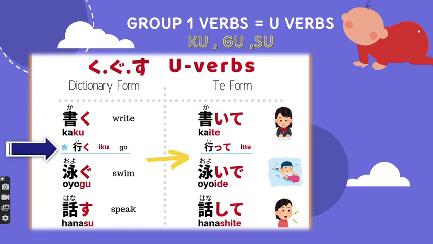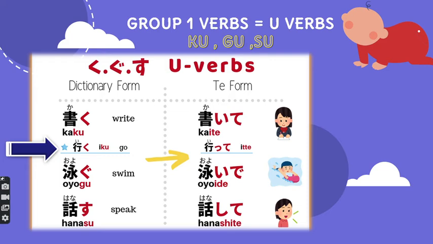Okay, iku, to go, will not become ite. According to our rule, since ku becomes ite, your iku should become ite, right? But this is so difficult and weird to say again and again, and it's not good for conversation. So you can memorize this one. I have included it in the song so that you remember this. So generally, ku will become ite, but iku will become itte.